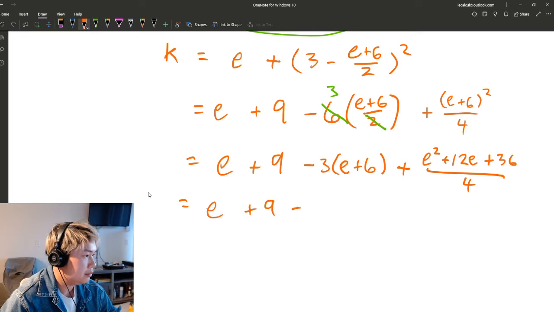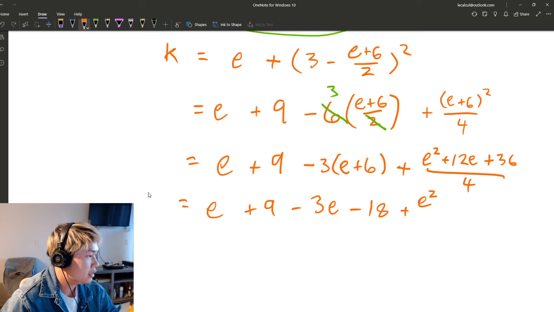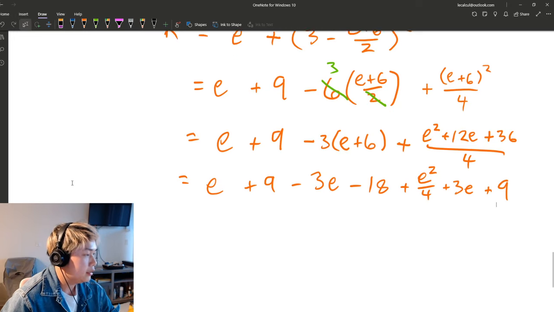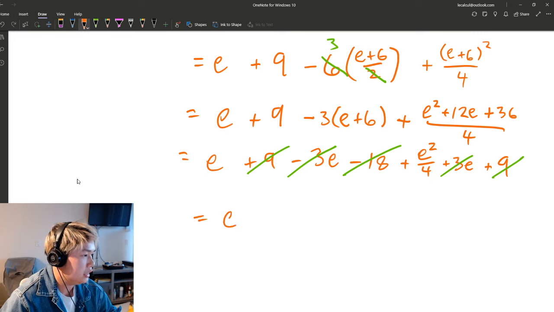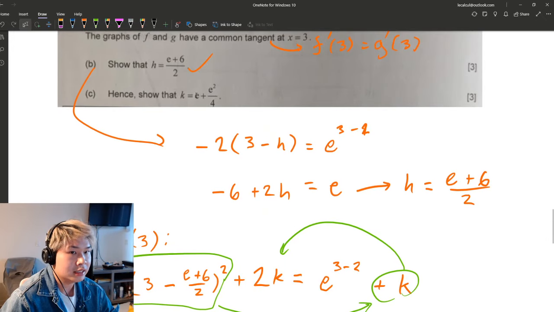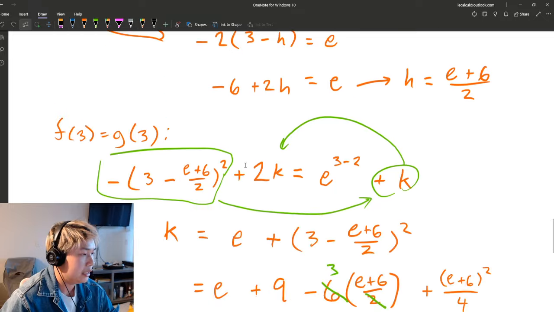E plus 9 minus 3e minus 18. And then this is going to become e squared divided by 4, and I'm going to split up the terms. 12e divided by 4 is just 3e, and then 36 divided by 4 is just 9. Oh my god. Okay, so let's look at this. 9 and 9 are going to cancel out with minus 18. Minus 3e and plus 3e cancel out, so then we're just left with e plus e squared over 4. And I think that's what they wanted us to show, right? So I guess I did this correctly. Not bad.